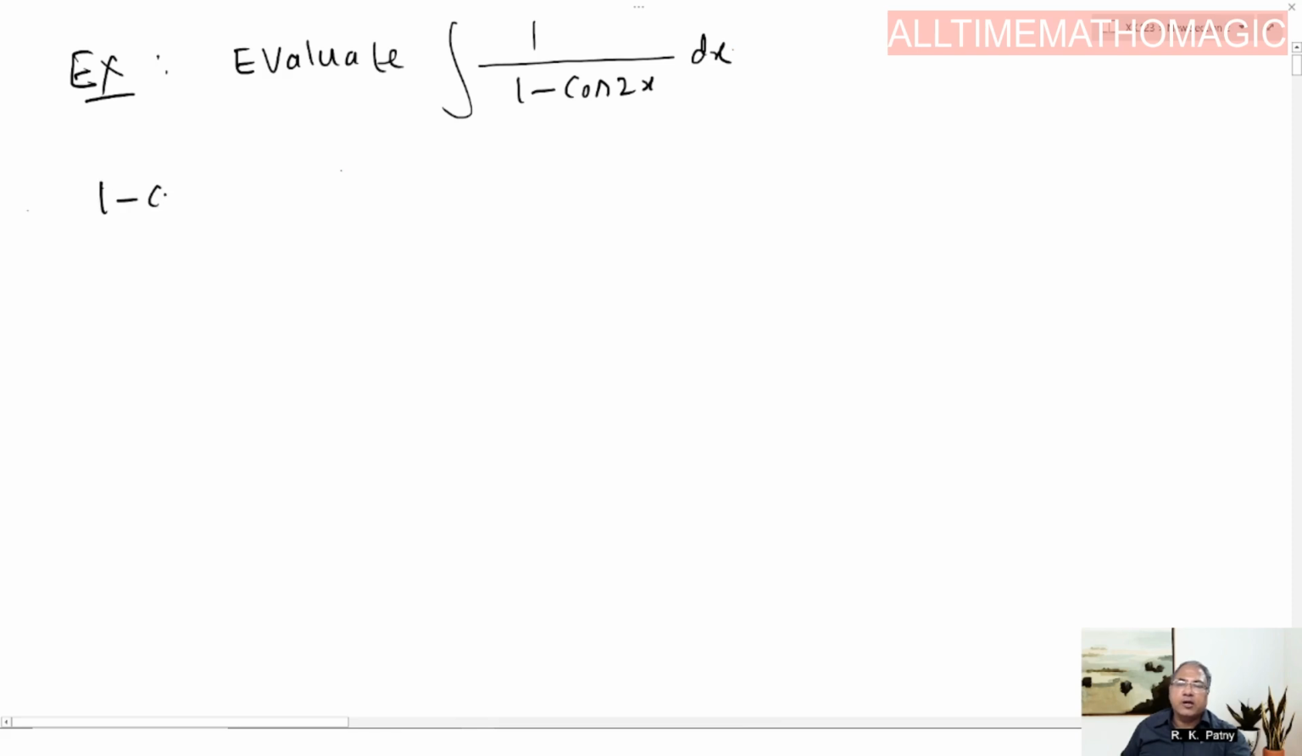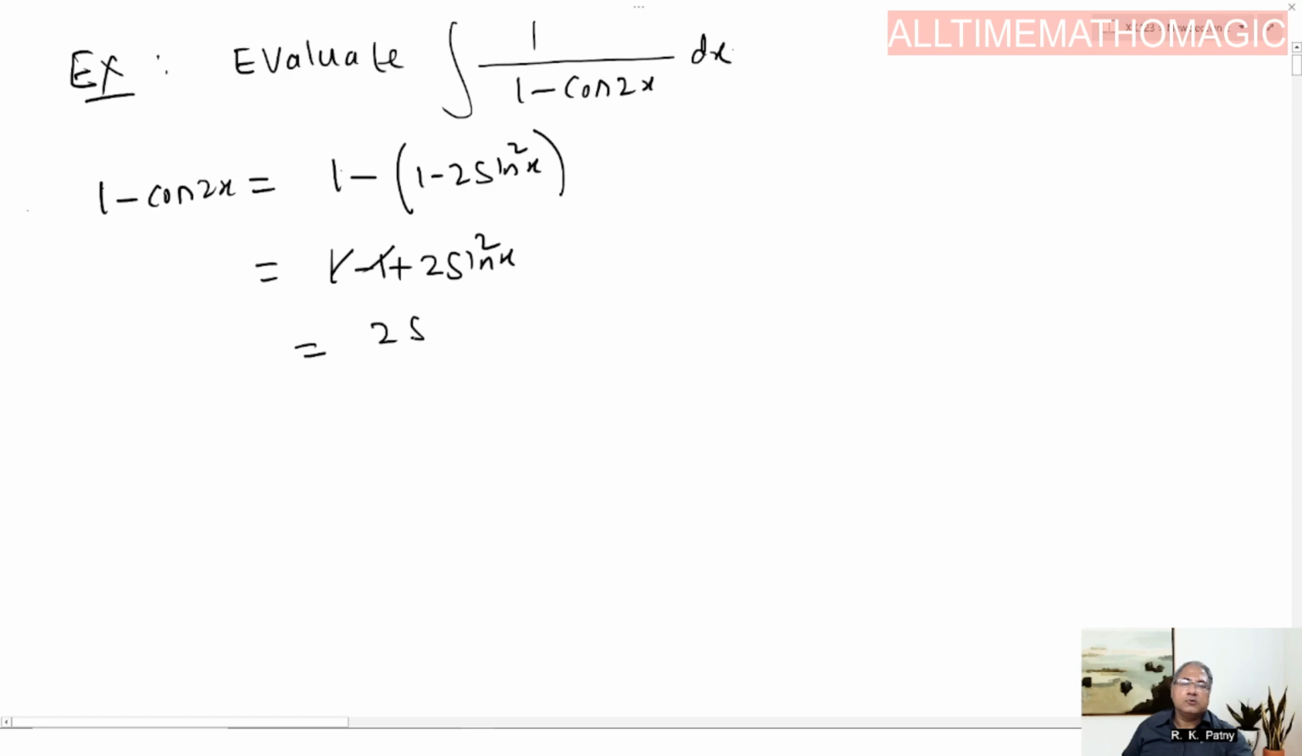Next example, integration of 1 upon 1 minus cos 2x with respect to x. I already told you that whenever cos 2x is there and 1 is there, you have to use the cos 2x formula such that the 1 will get cancelled. So cos 2x is nothing but 1 minus 2 sin square x. Now opening the bracket, 1 gets cancelled, equals 2 sin square x.